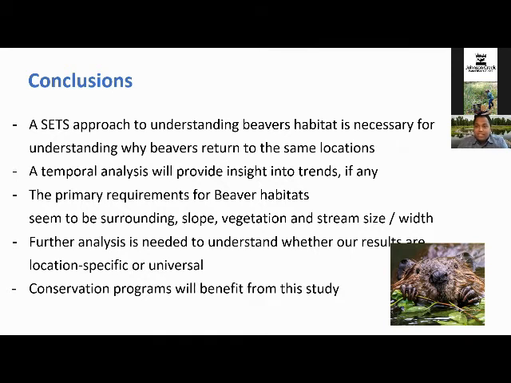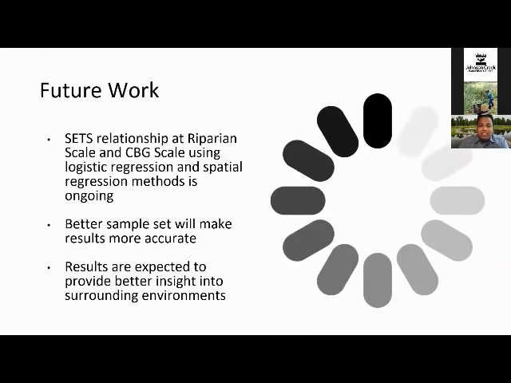Ultimately, when the study results are published, future work will look at the relationship at the riparian scale and CBG scale using regression models and a better sample set. The sample set here was only 30 plus. So we believe that more samples will make results more accurate. Results are expected to provide better insight into surrounding environments and how beavers interact with them.